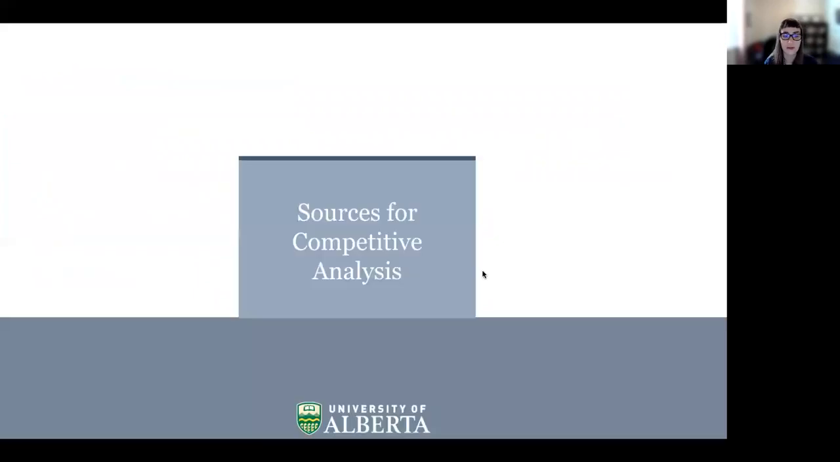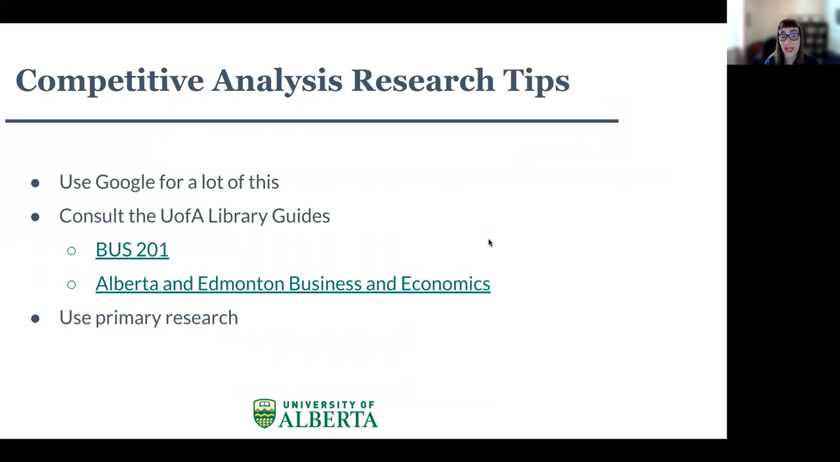In addition to market research, you may want to find sources when it comes to your competitive analysis. Although at the library you have many databases that have company information, most of these are for large public companies, and they may not be your primary competition if you're starting a small local business. And so I recommend using Google a lot for this. You also probably want to consult the University of Alberta library guides, the Biz 201 guide and the Alberta and Edmonton Business and Economics guide.